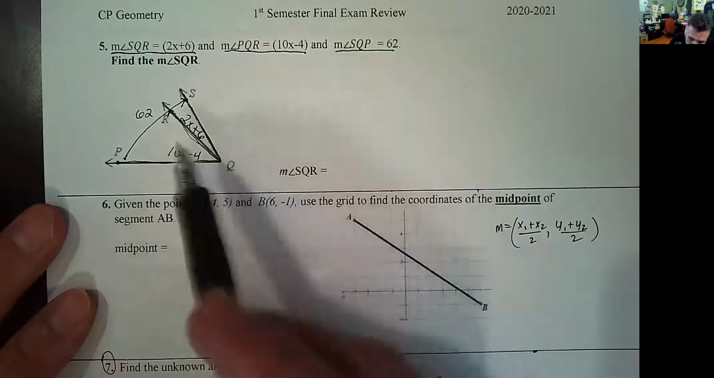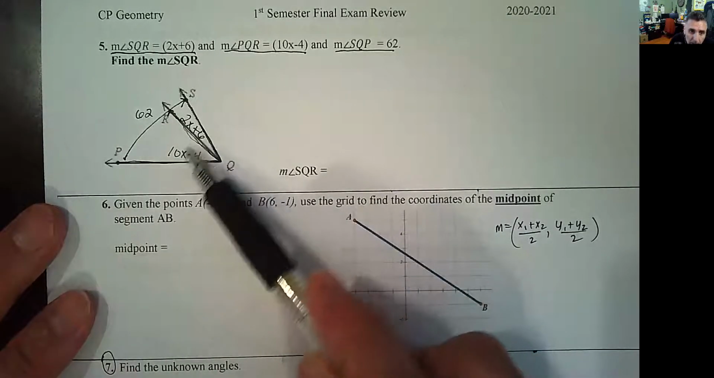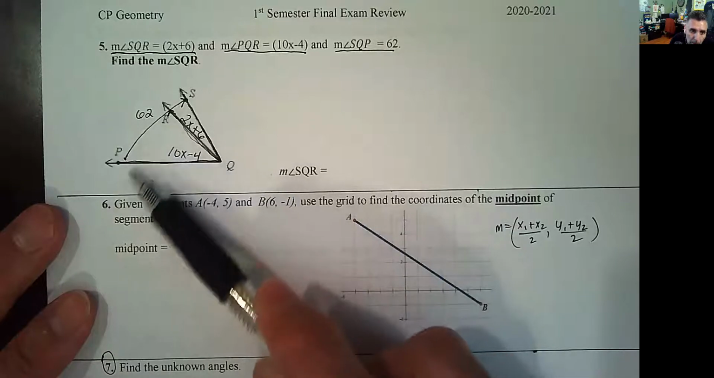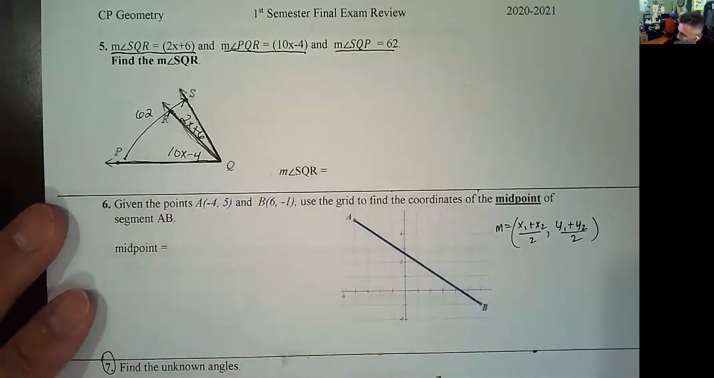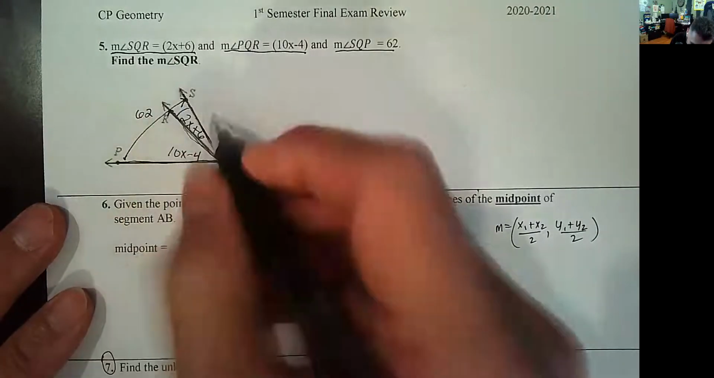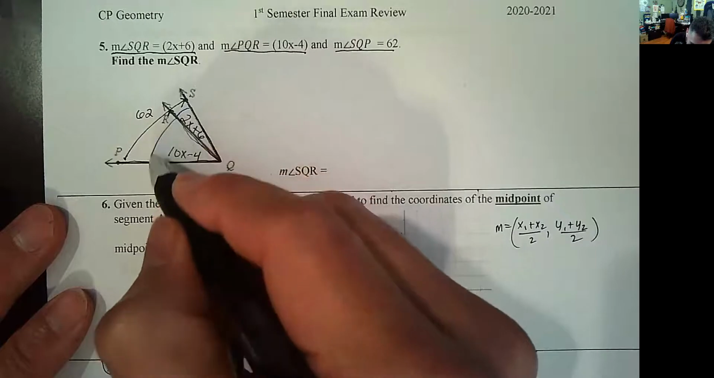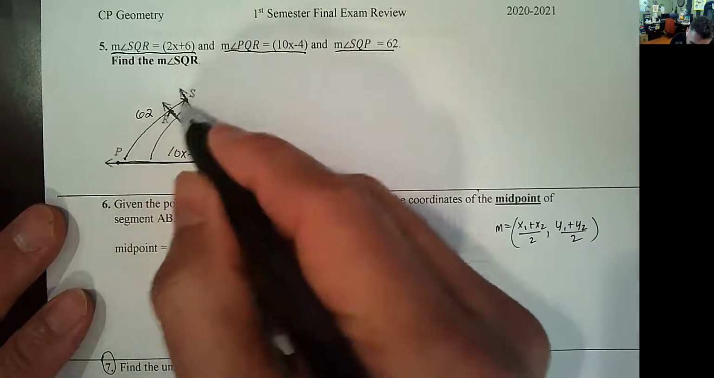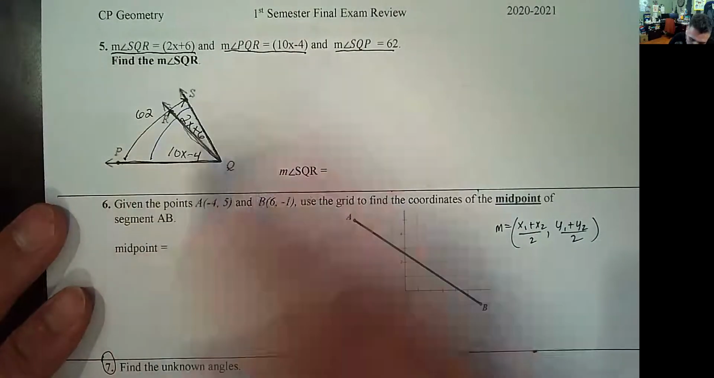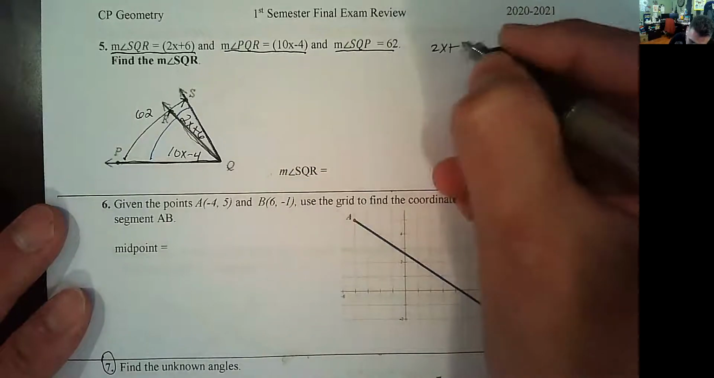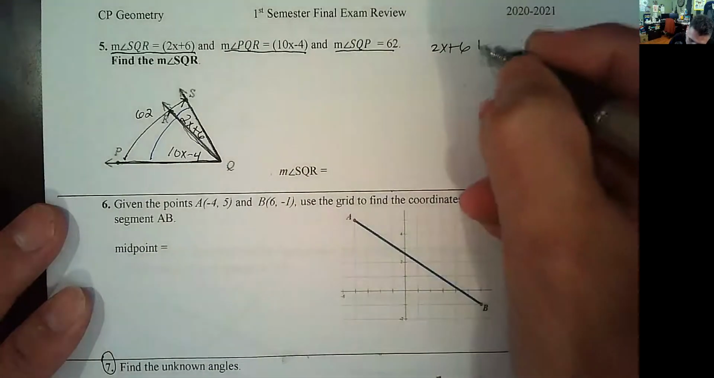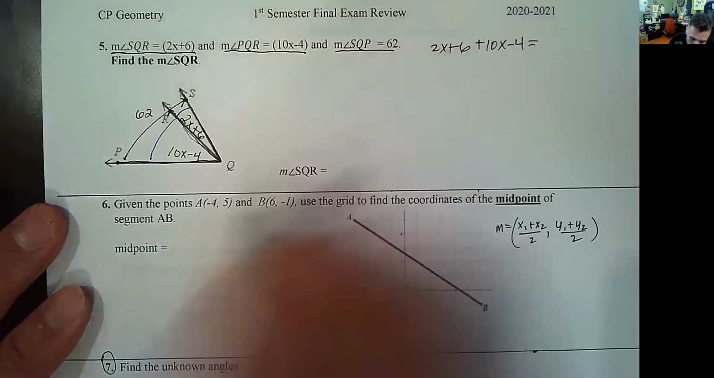So what we have to do is think of it this way. This small angle and this angle equals this big angle. Because I know SQR goes from here to here, and PQR goes from here to here. Together they make this big angle. So I'm going to take SQR, which is 2x plus 6, add it to 10x minus 4, and those two together equal 62.